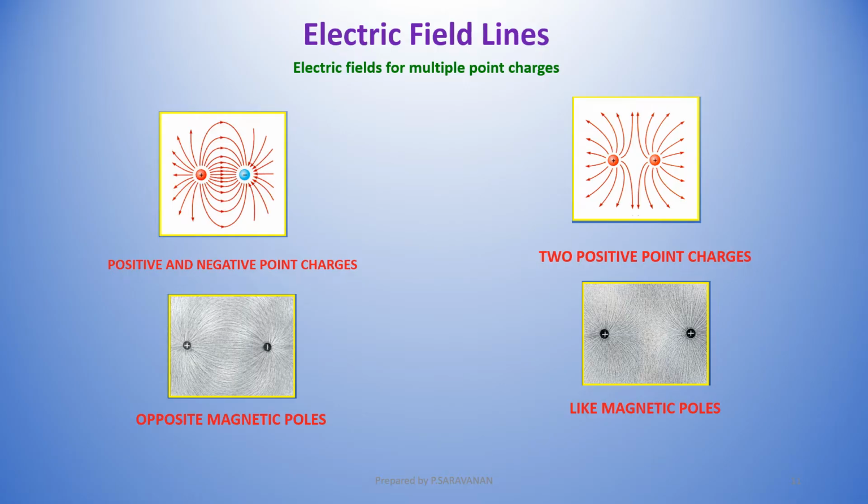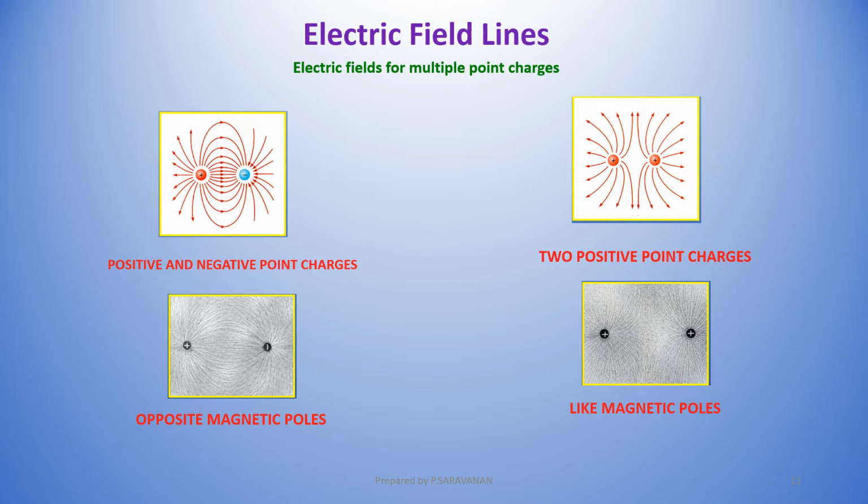Now let us see the electric fields for multiple point charges. In the first picture, a positive and negative point charge system is shown, which we have already seen. The lines of force start from the positive charge and end in the negative charge. In the second picture on the right side, two positive point charges are shown, and there is a repulsion between these two positive charges. So the lines of force are moving away from each other.